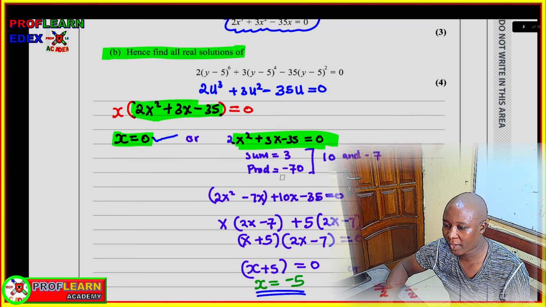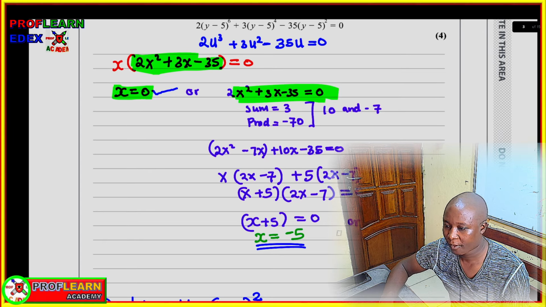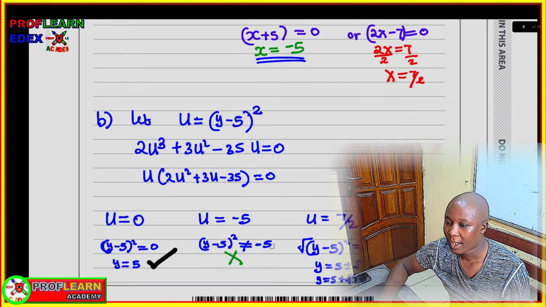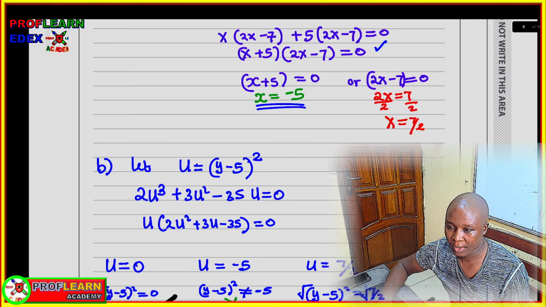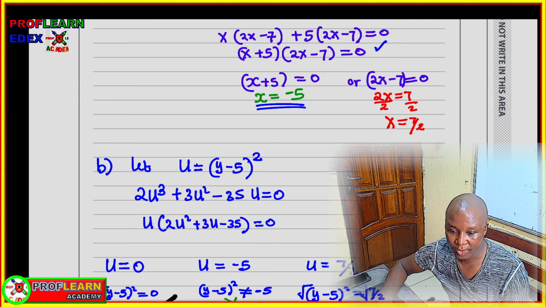Then if you solve that quadratic, you're going to get your answer x is equal to minus 5, and 2x minus 7 is reducing to 3.5. So what I'm trying to say at this point is that ideally you really need to understand how to solve quadratics and also how to solve cubic functions for you to be very comfortable doing that particular exam.